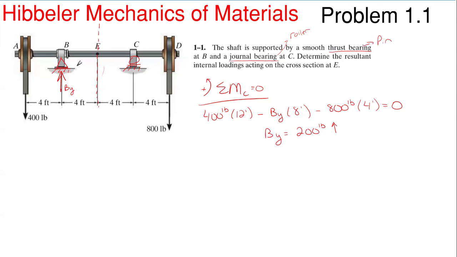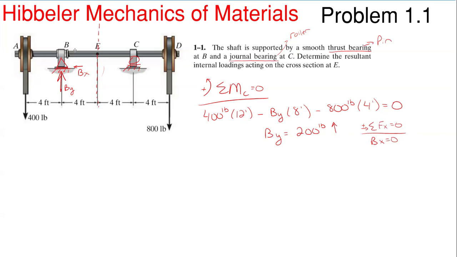So technically, since it is a pin, there's also a B sub x reaction possible here for a 2D system. But do you see any horizontal forces being applied? Because if I do the equilibrium equation for summing forces in the x direction, B sub x is the only thing there, so it is equal to 0. Okay, so now I found my reaction, or reactions, at point B, my pin.